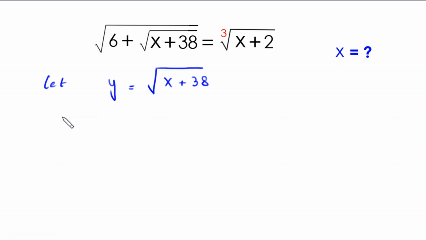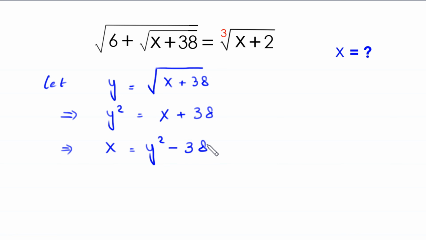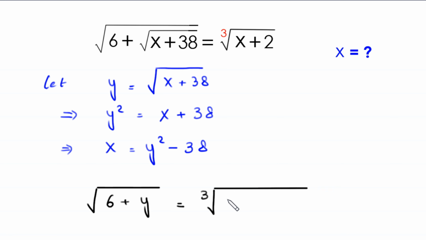If we take the square of both sides, this implies that y squared is equal to x plus 38. Move this 38 to the left hand side. This implies that x is equal to y squared minus 38. So the original equation will become the square root of 6 plus y is equal to the cube root of y squared minus 38 plus 2.